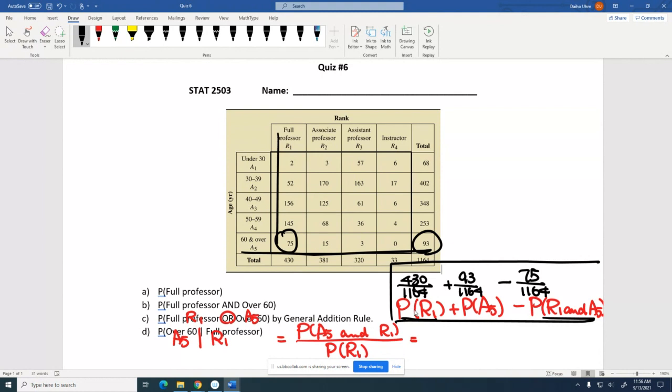How much would be the joint probability, the whole thing, over 60 and full professor? The joint one is 75 out of 1164. Separately, what was the probability of the full professor? So take the fraction of the fractions and cancel out the denominators. The remaining fractions will be the conditional probability.